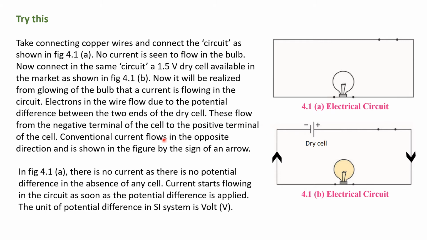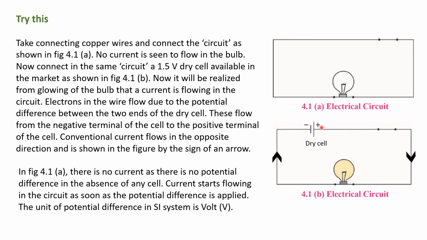So electrons flow from the negative terminal of the cell to the positive terminal of the cell. See, electrons flow from negative terminal towards the positive terminal, and conventional current flows in the opposite direction, and it is shown here in the picture by an arrow. See how it is there.